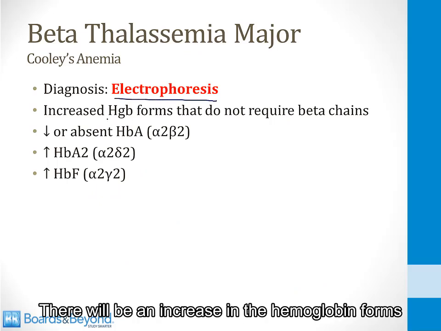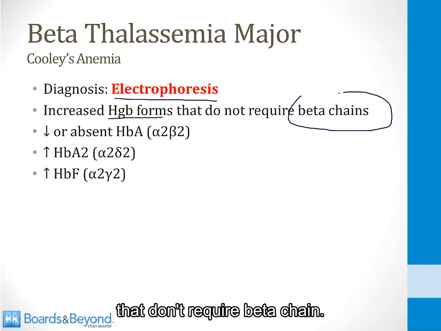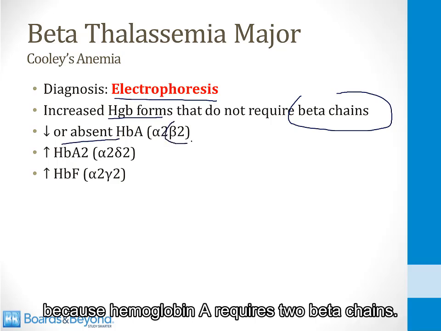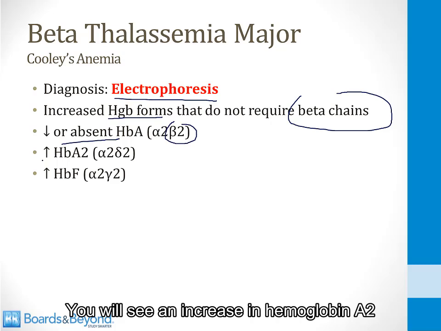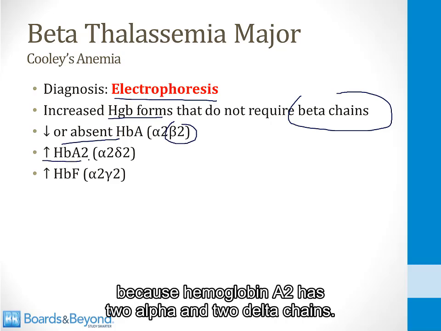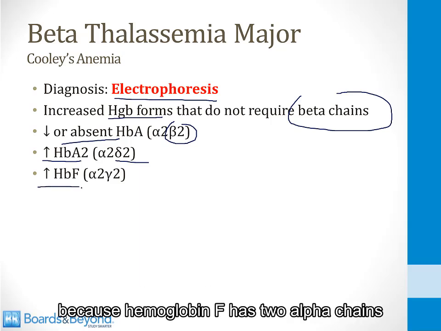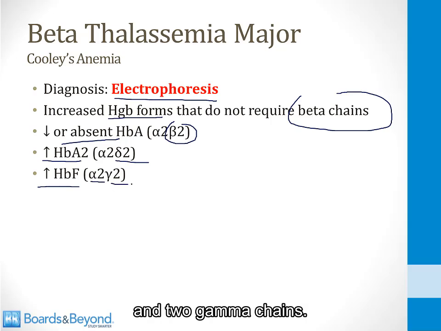There will be an increase in the hemoglobin forms that don't require beta chains. So you will see decreased or absent hemoglobin A because hemoglobin A requires 2 beta chains. You will see an increase in hemoglobin A2 because hemoglobin A2 has 2 alpha and 2 delta chains. You can also see an increase in hemoglobin F because hemoglobin F has 2 alpha chains and 2 gamma chains.